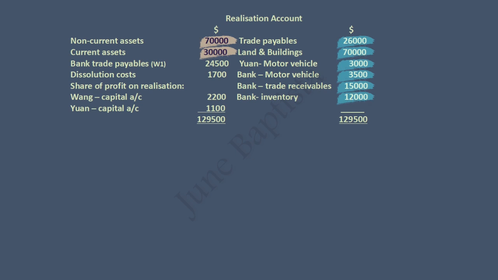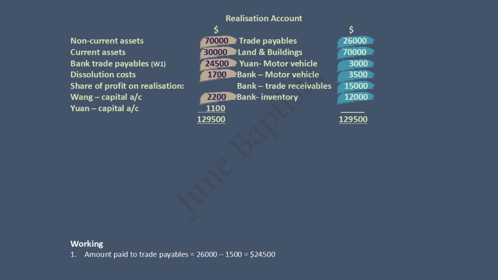Let us now go to the debit side. As per working one, trade payables were paid $24,500. The dissolution costs were $1,700. The balance is the profit on realization, divided between Wang and Juan in their profit-sharing ratios. Wang therefore gets $2,200 and Juan gets $1,100. Both of these are transferred to their capital accounts.